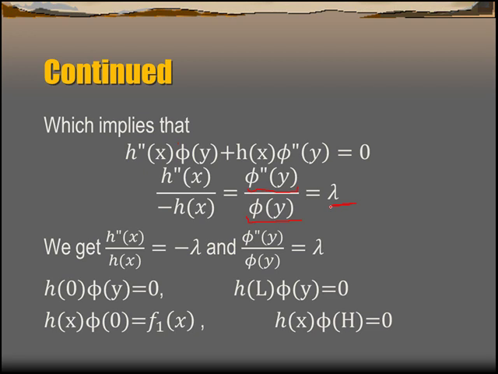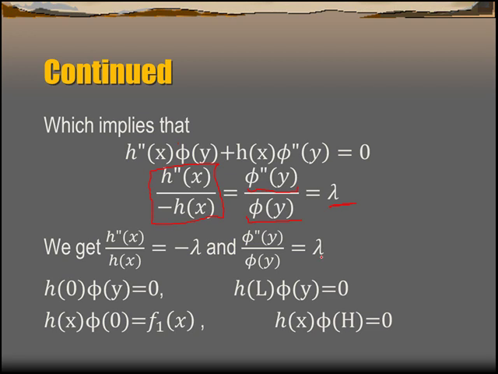So we will put the negative sign here with h double prime of x, and the reason behind this is because we have two conditions for h. So we will use the negative sign on the left hand side of this equality. So this is basically two different equations. The first equation tells us h double prime divided by h is equivalent to minus lambda, and the second part of this equality tells us phi double prime divided by phi is equal to lambda.